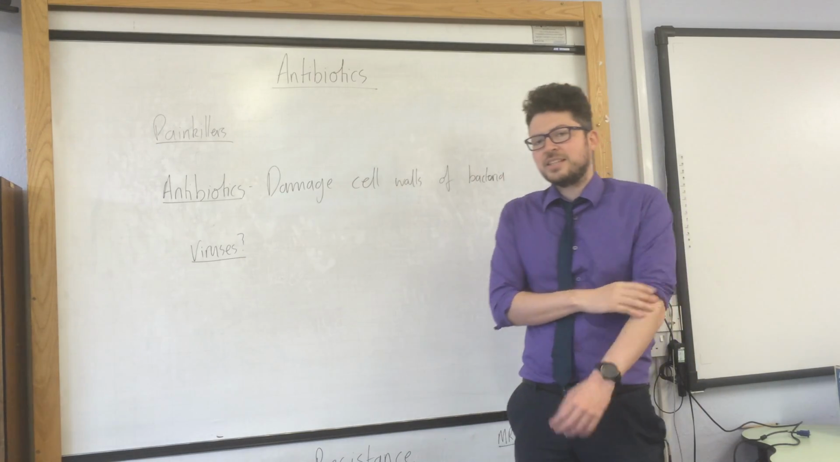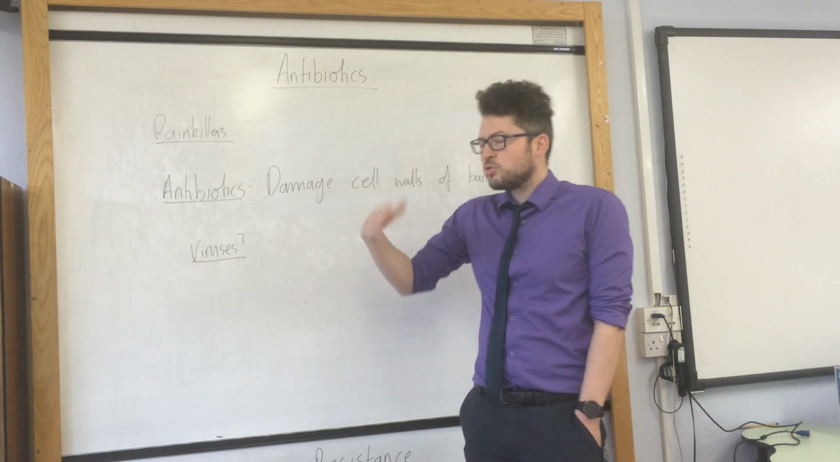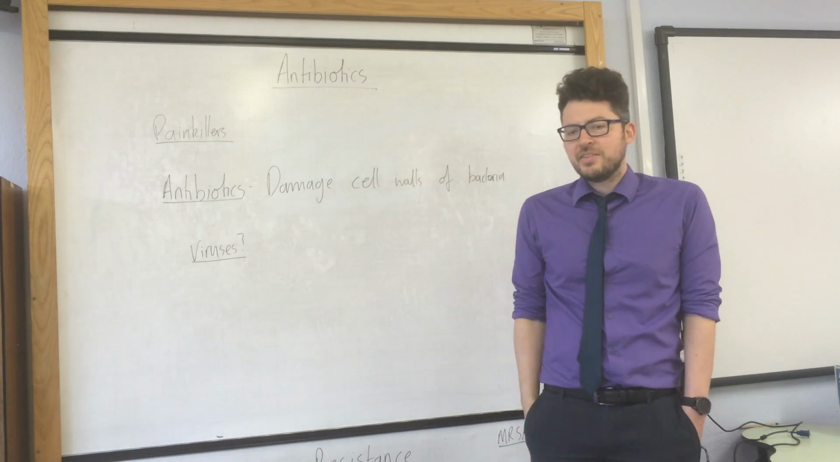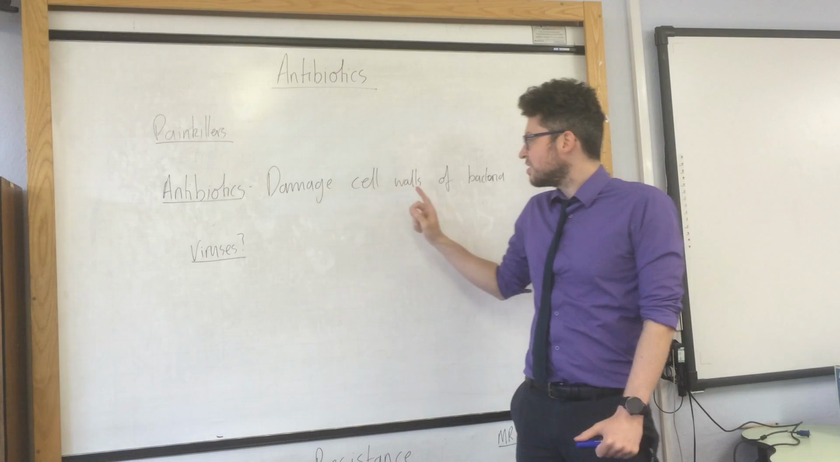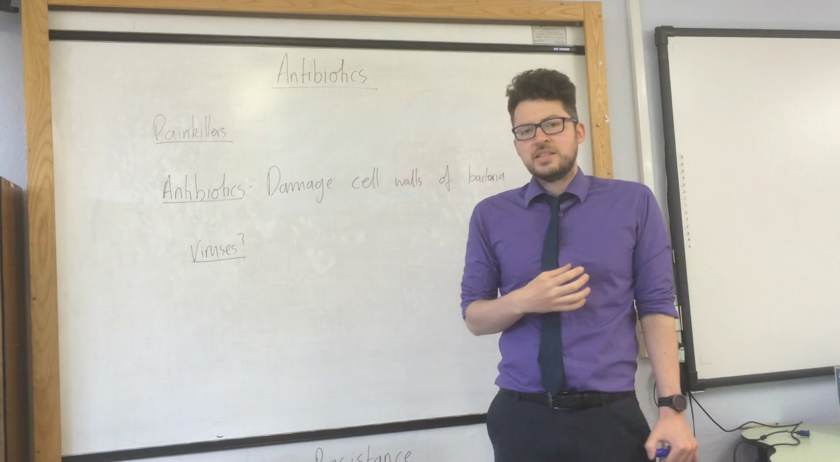Now, antibiotics, how do they work and what are they? So what they are is they are drugs that are used to kill bacteria, and the way they kill bacteria is by damaging the cell walls of those bacteria. So they damage the cell walls to kill the bacteria.